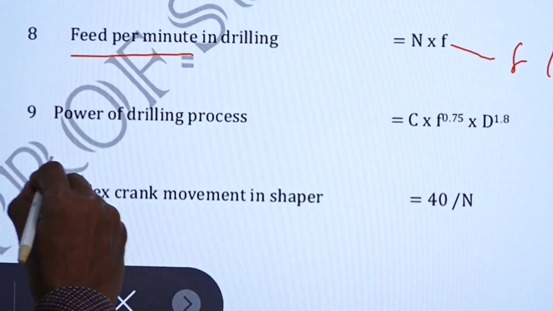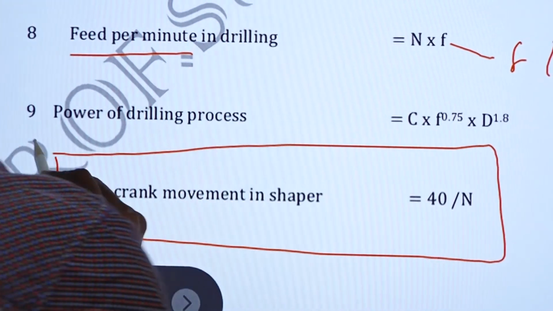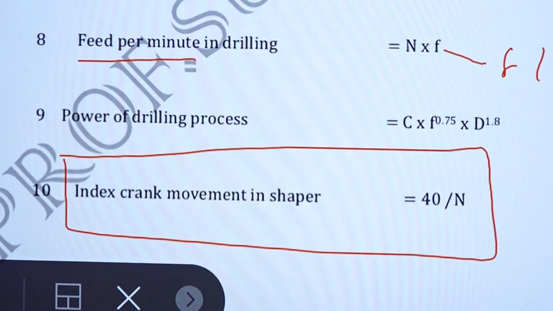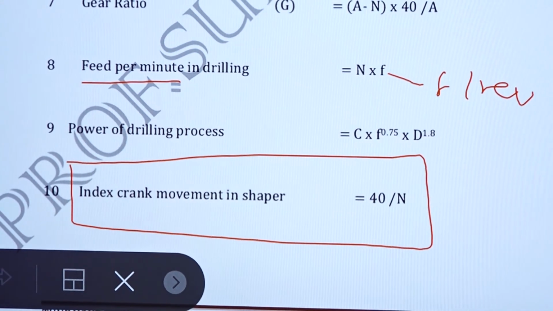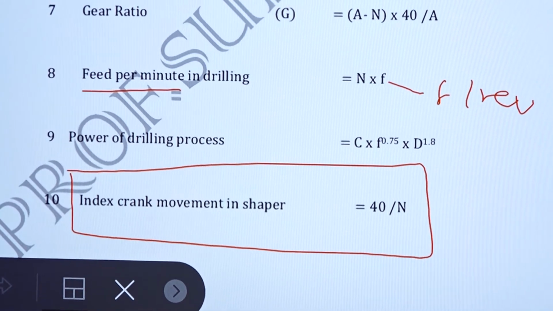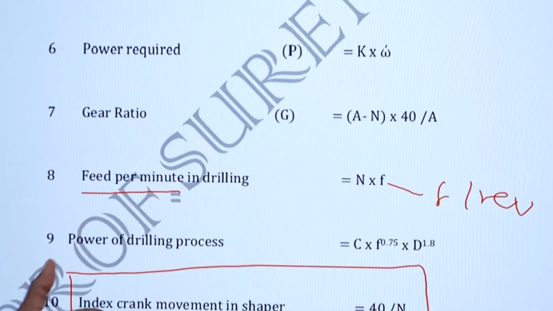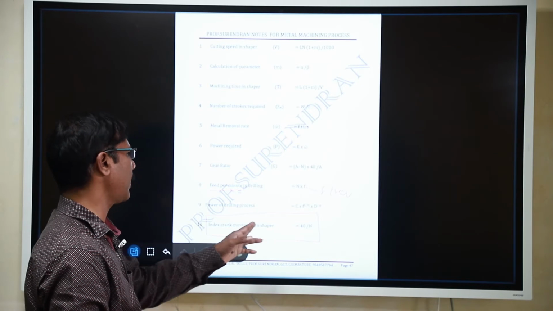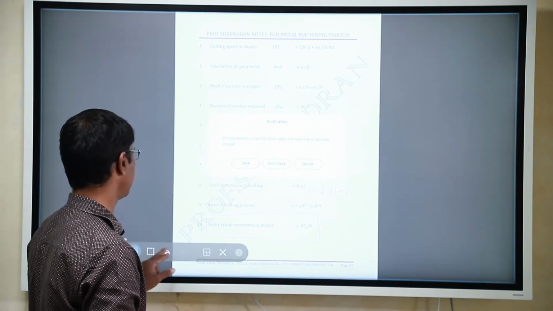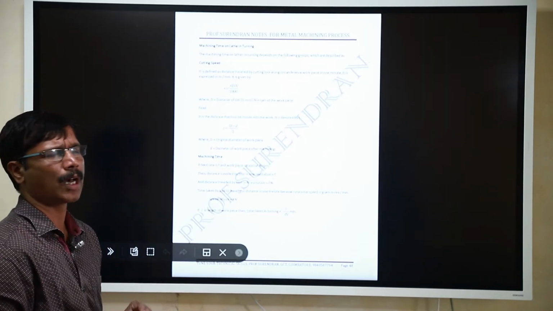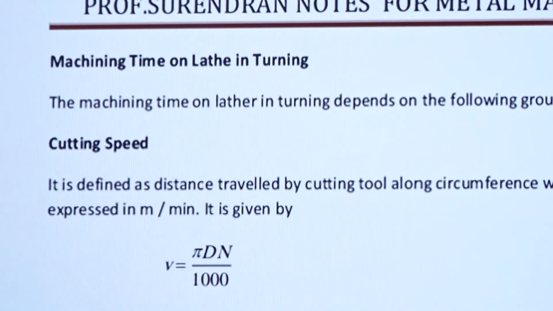Index crank movement is an important formula from the competitive exam point of view. The remaining formulas mostly won't be asked in the exam, but you can know them for calculation purposes. Index crank movement can be calculated by 40 by N. So after knowing those formulas, we are going to focus on a few formulas.